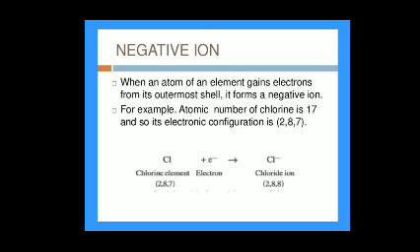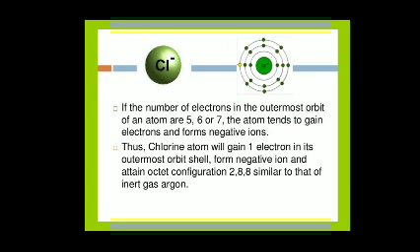2, 8, 8. If the number of electrons in the outermost orbit of an atom is 5, 6, or 7, the atom tends to gain electrons and form negative ions.